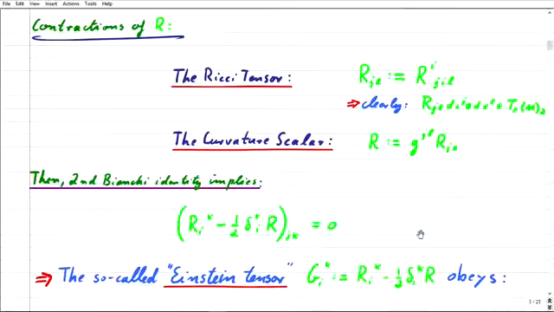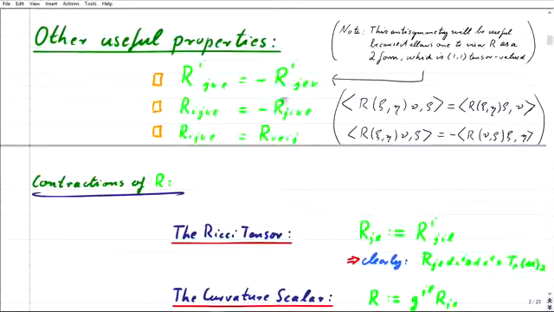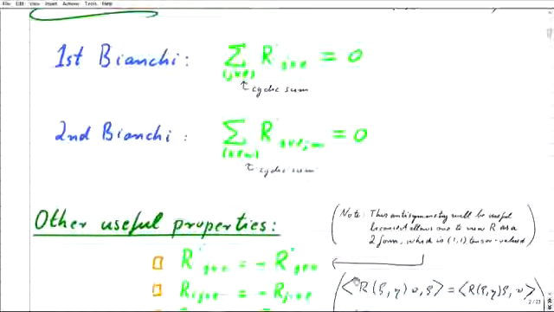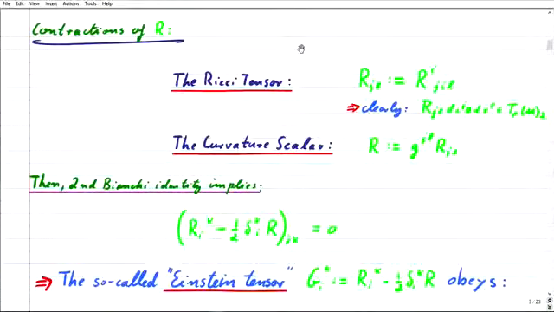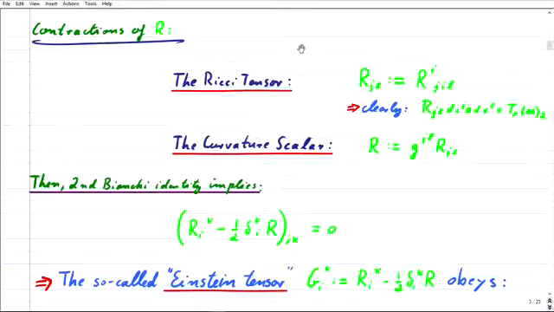Okay, so the Riemann curvature tensor, because it has so many symmetries and antisymmetries, like these three, and the two Bianchi identities, has a very particular property that helped Einstein a lot.